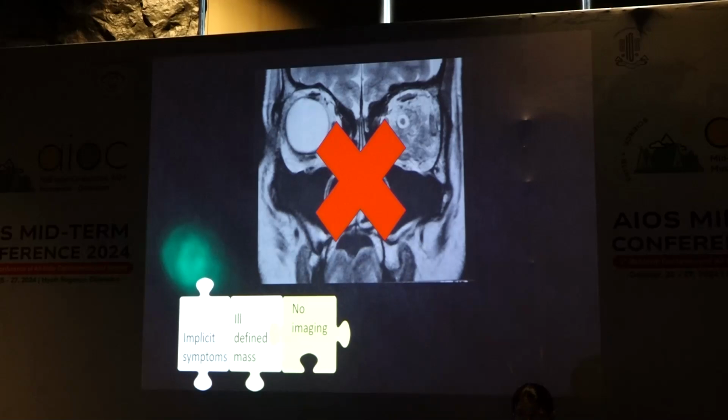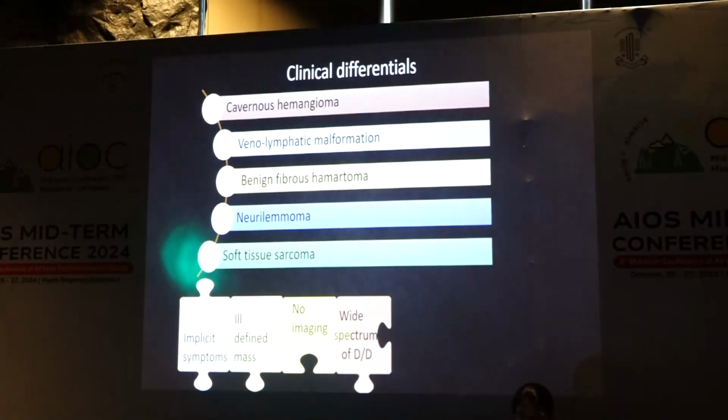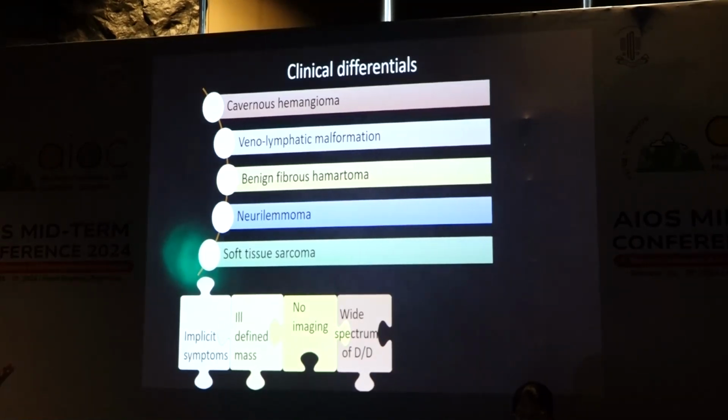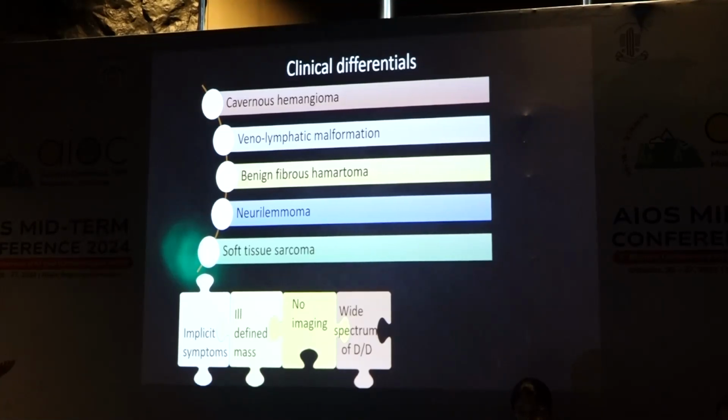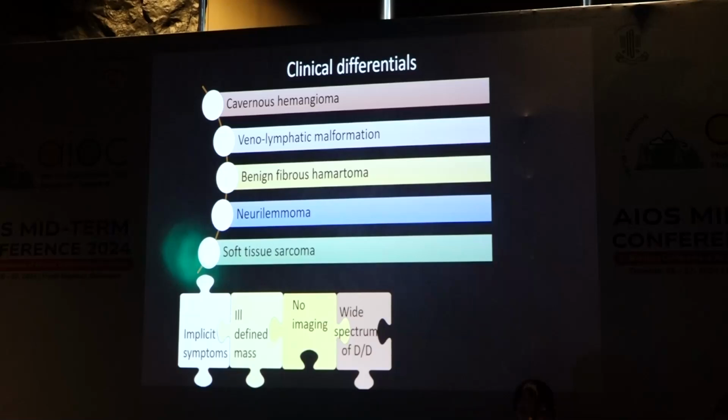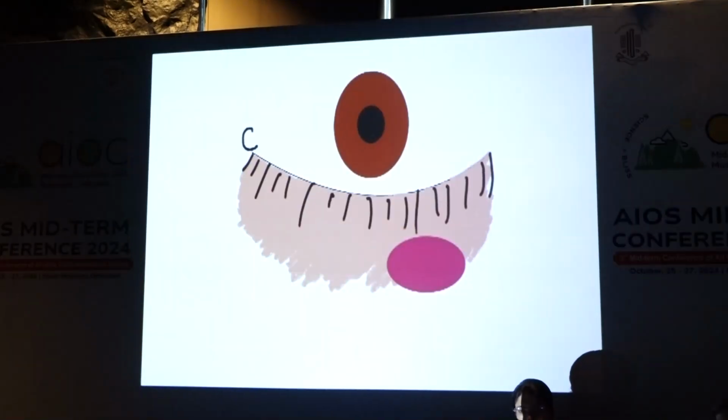As a protocol, we advised the patient for imaging, but it was deferred by her as she was expecting at that point of time. So we decided to follow the logical algorithm and started thinking about clinical differentials. We had a wide spectrum of differential diagnoses in our mind, starting from benign lesions such as cavernous hemangioma, venolymphatic malformation, benign fibrous histiocytoma, neurilemoma, to the malignant masquerades such as soft tissue sarcoma. But since it was a well-defined lesion, we decided to go ahead with complete excision biopsy.